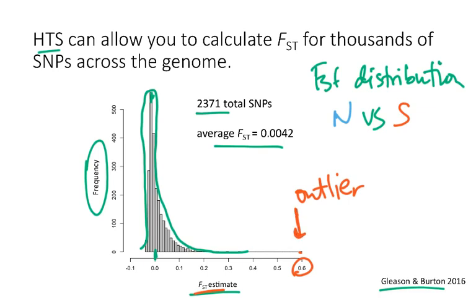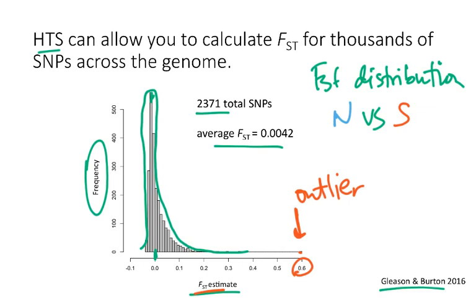Those are probably really interesting for us to look at because their differentiation between those two populations is so much higher than the average for the genome. So that gives us some indication that there might be something really interesting going on there, and the function for that particular gene that the outlier is in might be related to some kind of adaptation between the two populations.